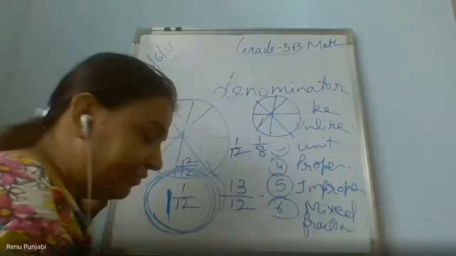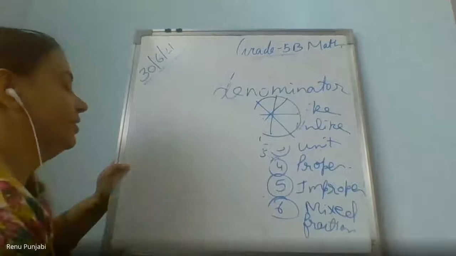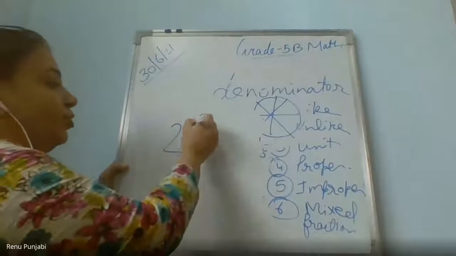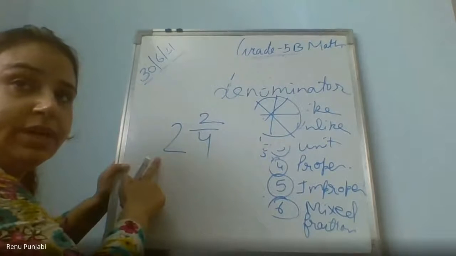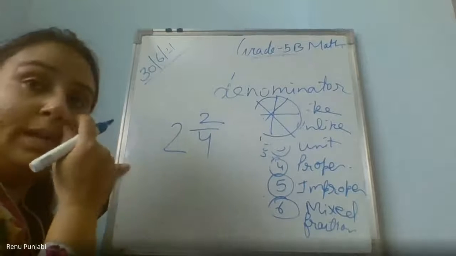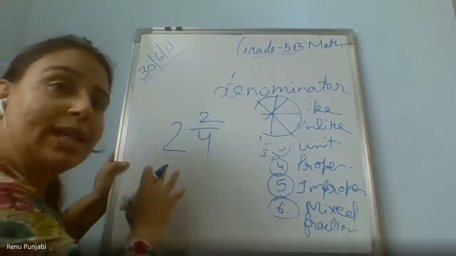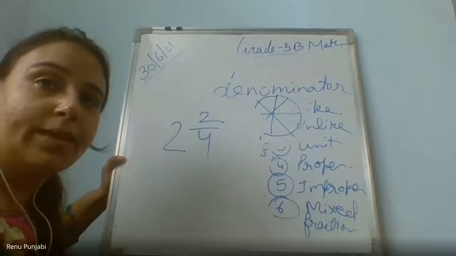Now suppose if I give you, will you be able to read that? Suppose 2 and 2/4. 2 whole number or 2 integer we call it. 2/4, how will you read this? And how will you explain what you understood by this fraction? And complete 2 whole pizza.